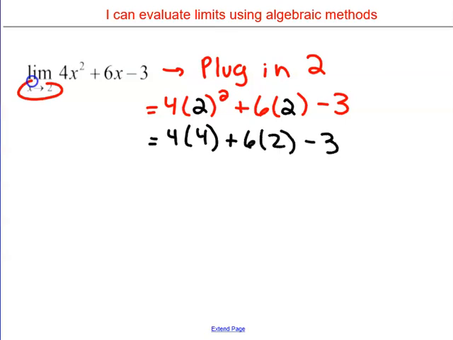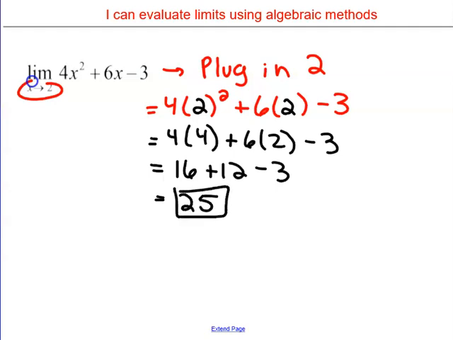So remember your order of operations. You can just put this all in. If you have a graphing calculator, it'll do the whole thing for you in order. But you end up with 25. So the limit as x approaches 2 is 25, which makes sense. Nothing fancy there.